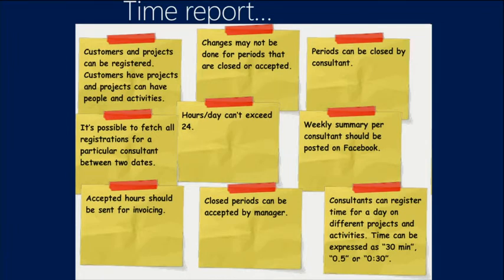So one of the requirements says customers and products can be registered. Customers have products and products can have people and activities. It sounds like a very data-centric requirement, but actually domain experts have a tendency of expressing them in that direction or in that way. And I think it's because of us. It's our fault. We've been teaching a whole world of domain experts how we want to see the requirements. They come with database schemas to us. I'm the first to blame for that, I think.